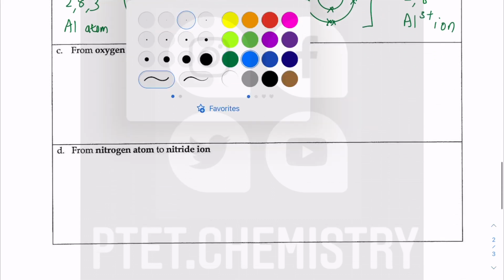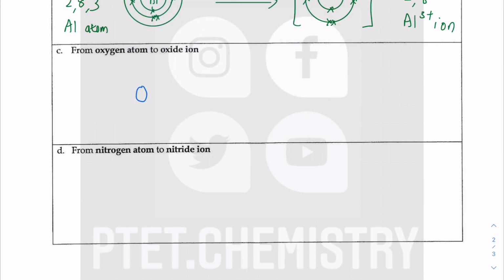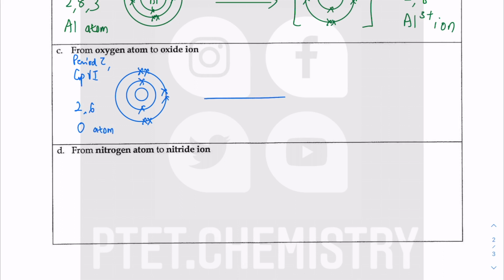On to the last 2 questions. Oxygen atom. I write O in the middle, so 2 electrons in the first shell and then 6 electrons in the second shell. Hope you can see that. Because it's period 2, 2 shells are filled with electrons, and it's group 6, so 6 valence electrons. So this is 2,6. This is the oxygen atom, and you want to get to a fully filled outer shell.